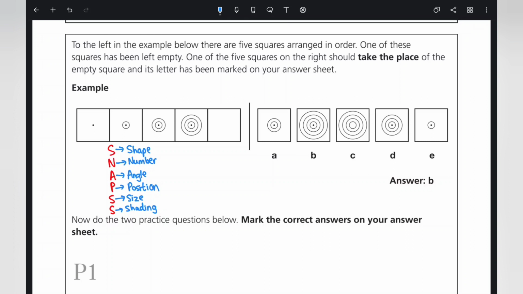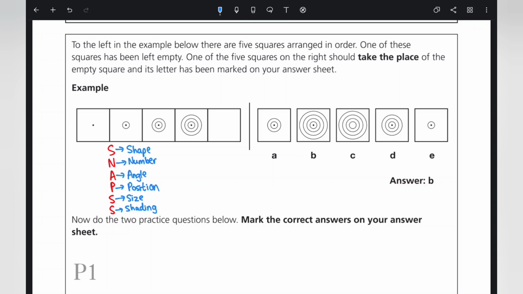S is size. Look at the size. Does it increase from one to the next, or does it decrease? And finally, S is shading. Look at the particular shapes. Are they shaded in, or are they blank? Are they empty?